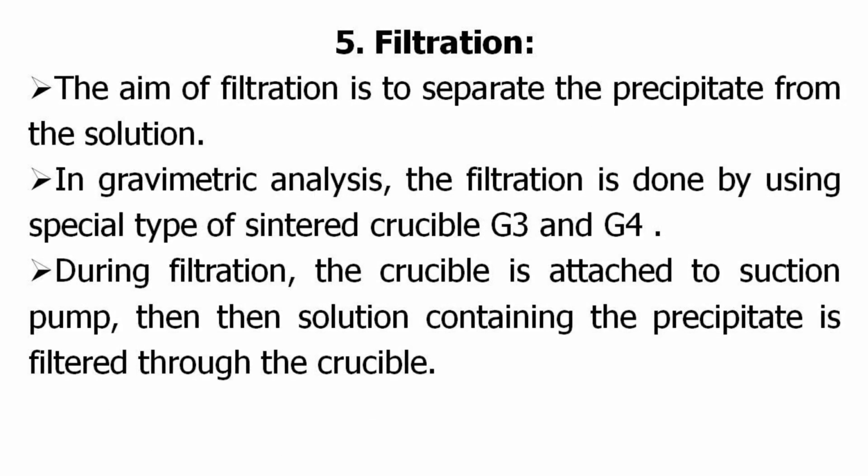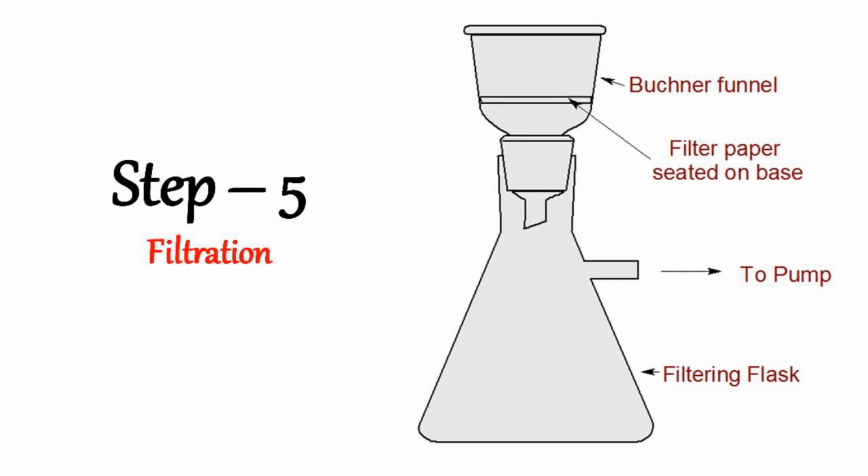Now let us discuss the fifth step, that is filtration. So what is the purpose of filtration? To separate precipitate from the solution. In the gravimetric analysis, the filtration is done by using a special type of sintered crucible G3 or G4. During filtration, the crucible is attached to the suction flask, which is attached to the suction pump. Then the solution containing the precipitate is filtered through the crucible. So this is the setup of filtration.